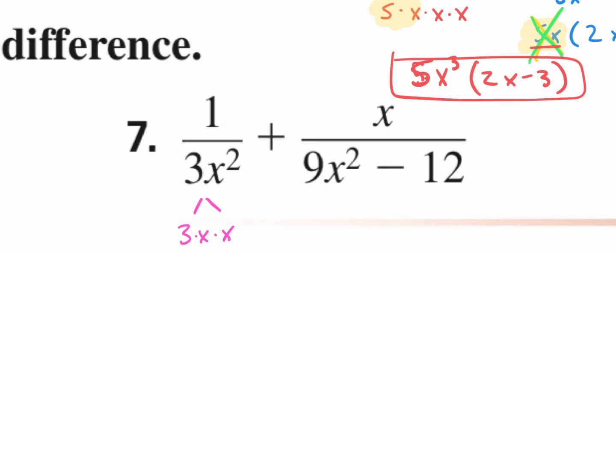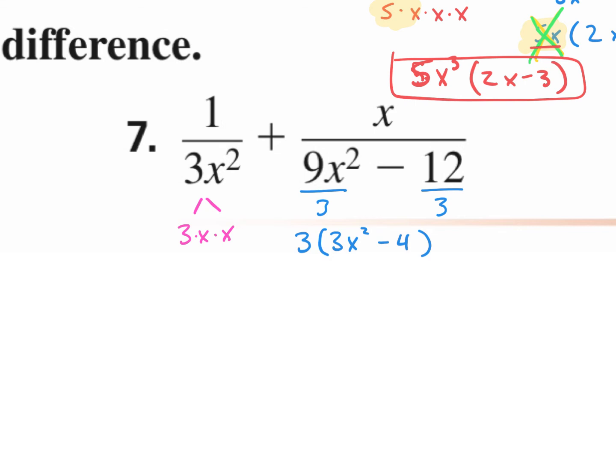Now we want to factor 9x squared minus 12. So what do 9x squared and 12 have in common? A 3. So we can take out a 3, and what are we left with? 3x squared minus 4. Can we factor 3x squared minus 4 anymore? No, because 3x squared is not a perfect square.